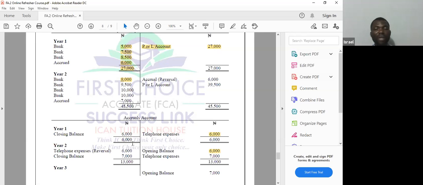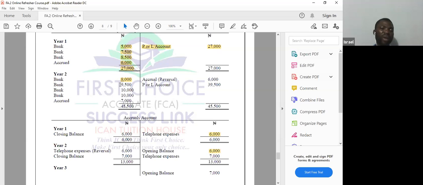So what we need to do is to write off that 6,000. We transfer the 6,000 from our accrual account down to the expense account. So we do the transfer back. How do you do the transfer? You put telephone expenses reversal, then you put it under the credit side of the telephone expenses.